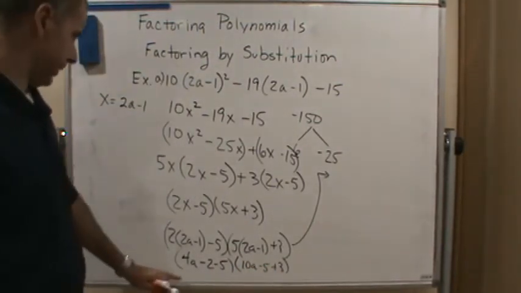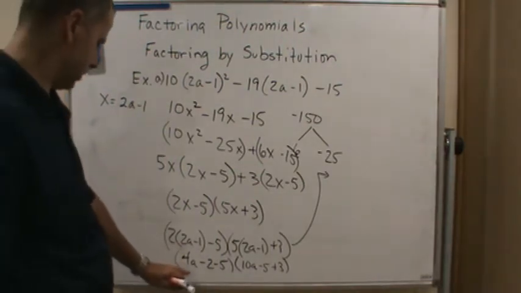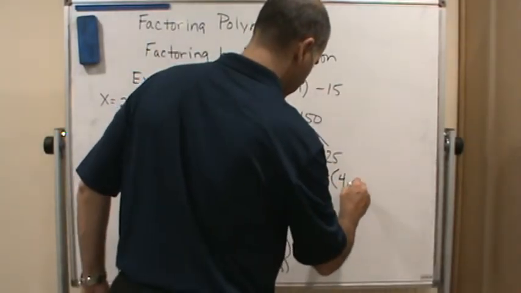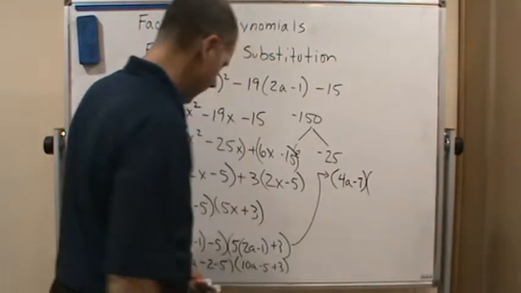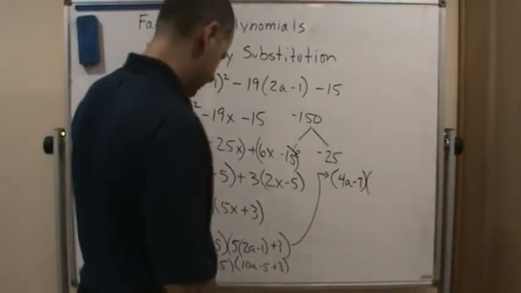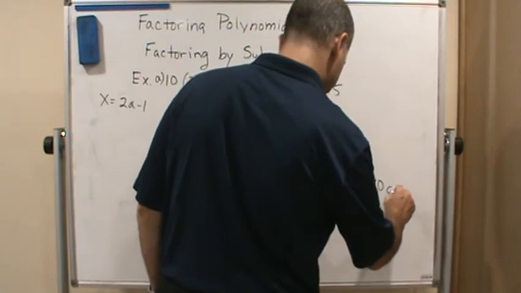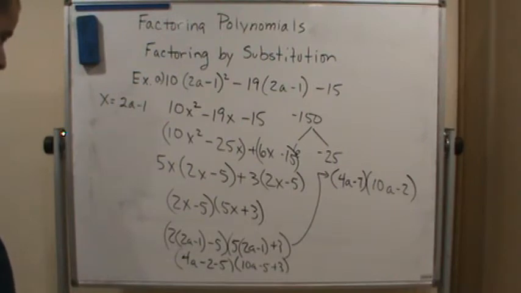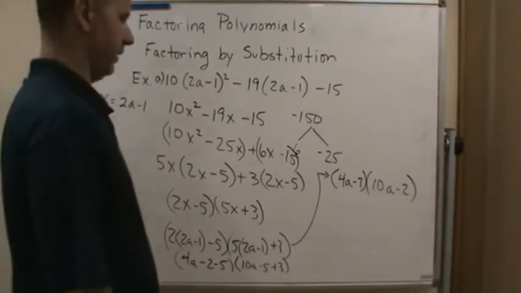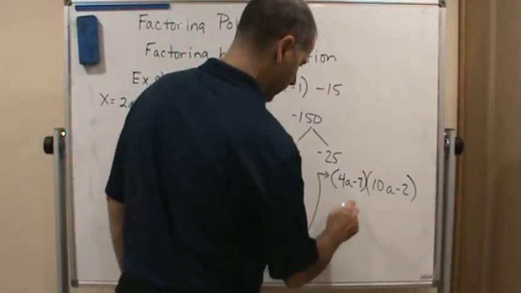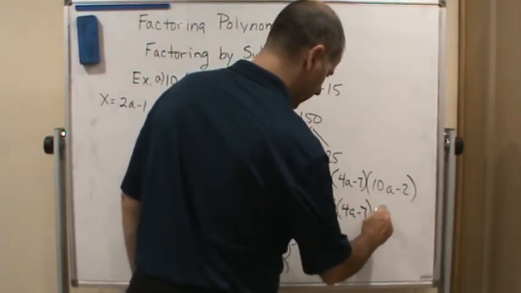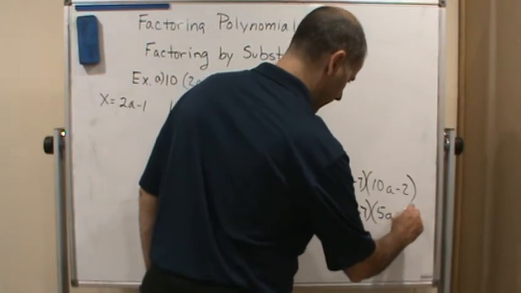Okay, so now guess what? Now I can simplify this, and what do I get? I get 4a minus 7 and 10a minus 2. Is that right? Yes. And we're not done. I can factor out a 2 here. So this will be 2 times 4a minus 7 times 5a minus 1.